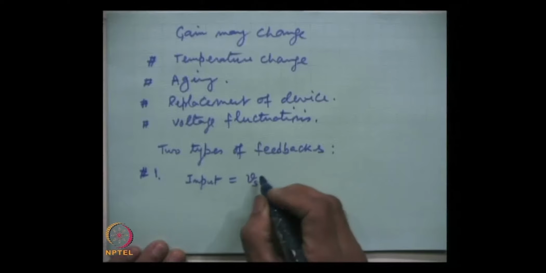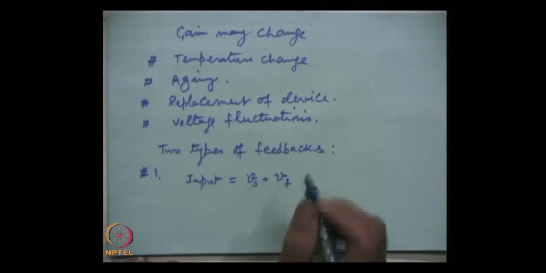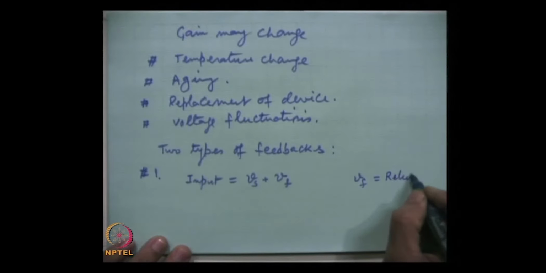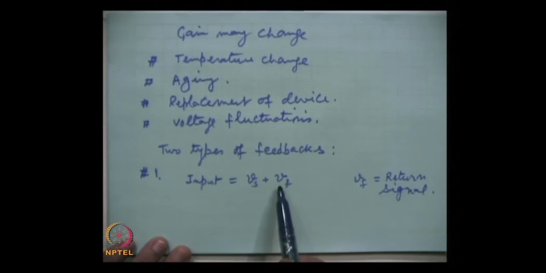and the fraction V f. We will see later that V f is known as the return signal. This is the return signal, the fraction of the output which we are feeding back at the input. So, the phase of the return signal is additive, they are in the same phase, so that the effective input signal will be V s plus V f. This is the original input signal and this is the return signal, and the two are added up.